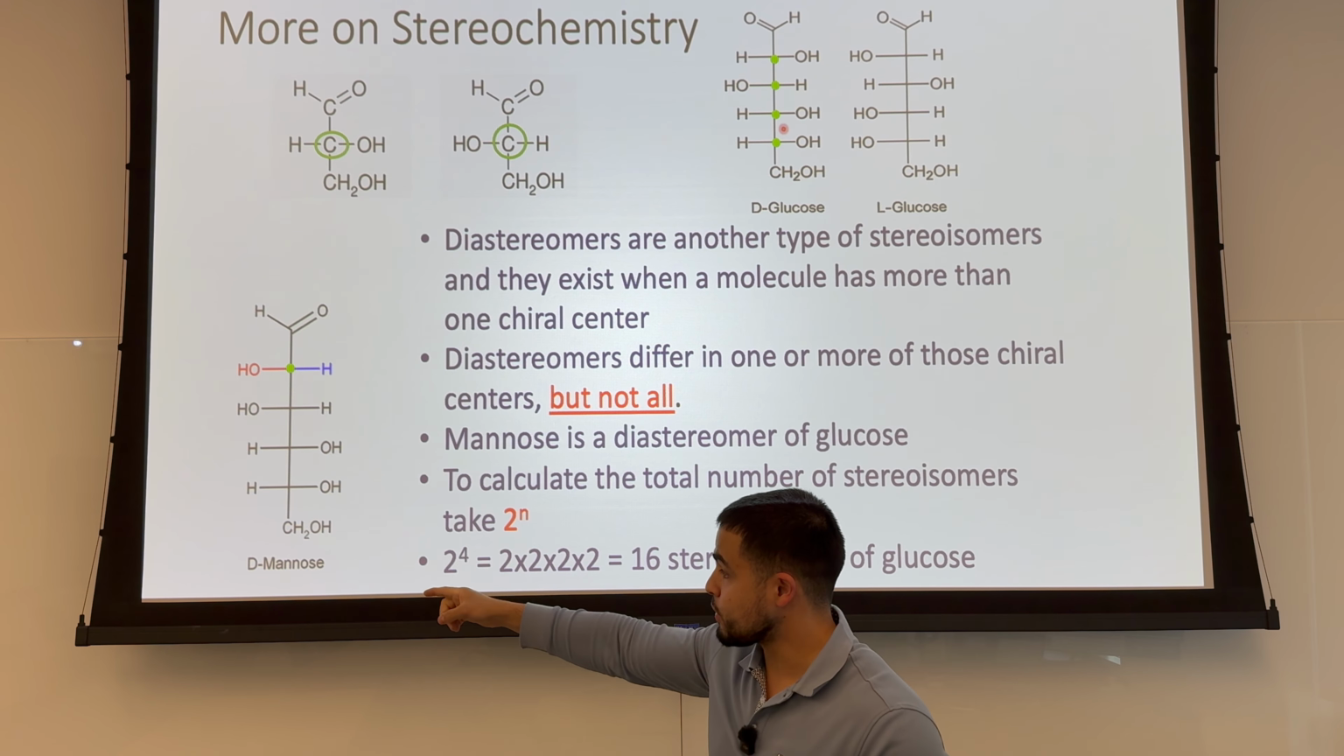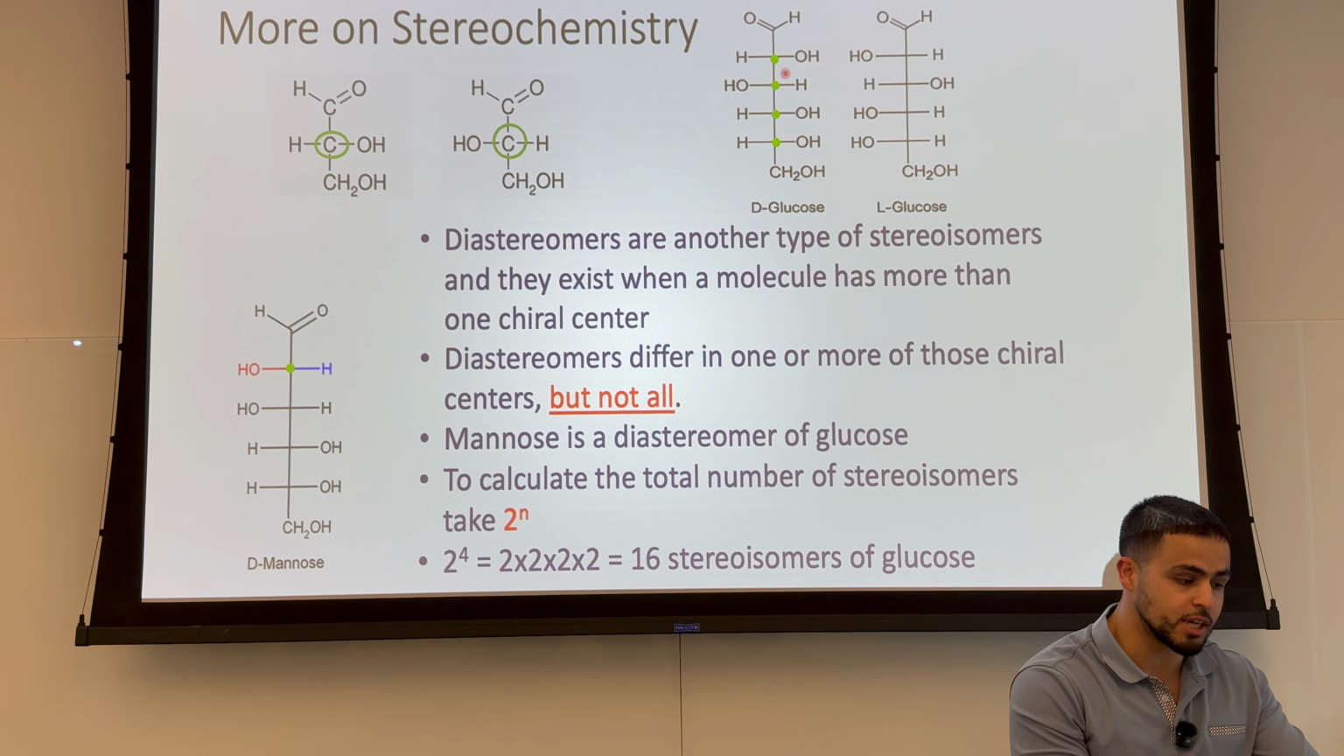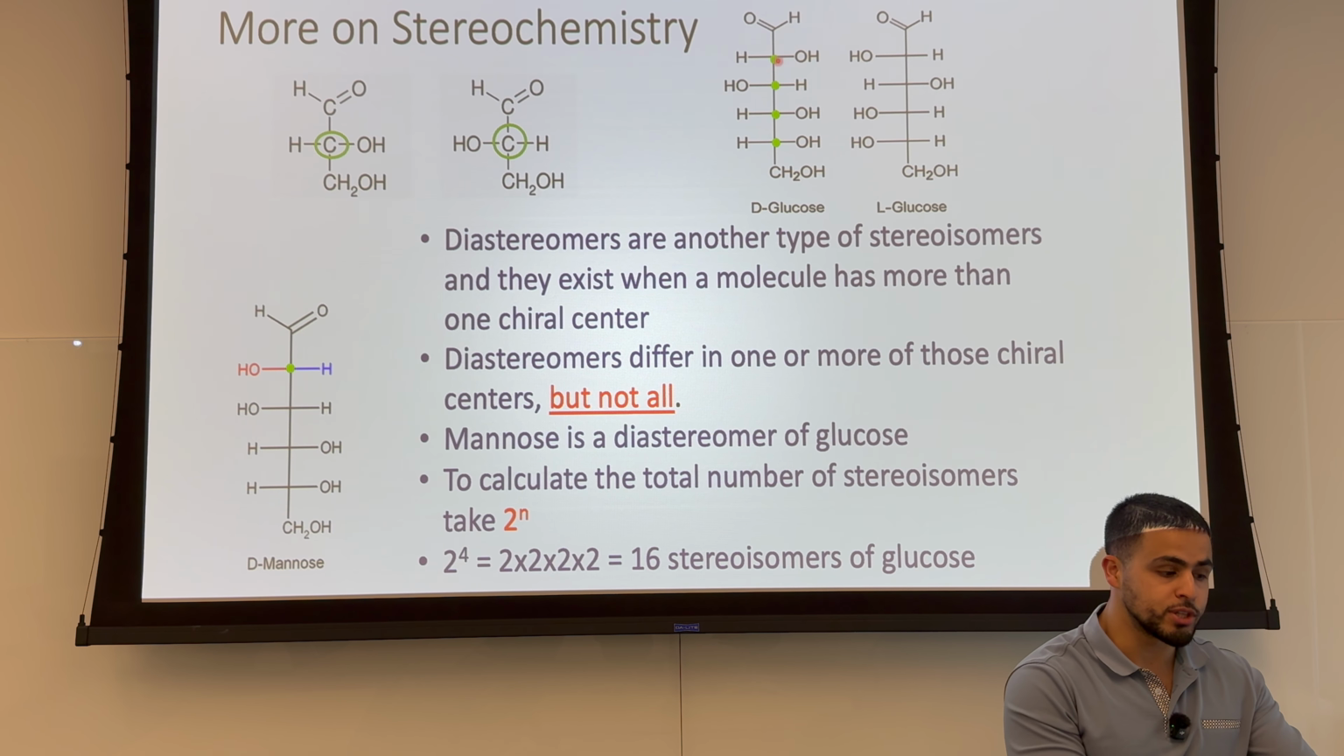Now, notice the difference between mannose and glucose. The only difference is in this hydroxide group right here. You can see in glucose, that very first one on that first chiral center is pointing towards the right, whereas on D-mannose, it's pointing towards the left. That's the only difference. That first chiral center is flipped. So these are what we call diastereomers.